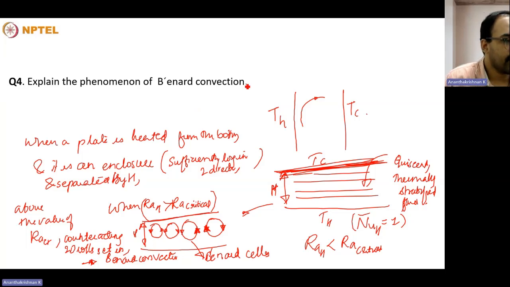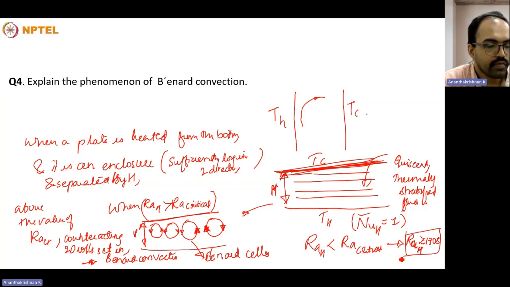The Bernard cells or Bernard convection is named after H. Bernard, the scientist who discovered this phenomenon experimentally, and he found that the critical Rayleigh number for two walls separated by a distance h should be greater than or equal to 1708. Critical Rayleigh number is equal to 1708.